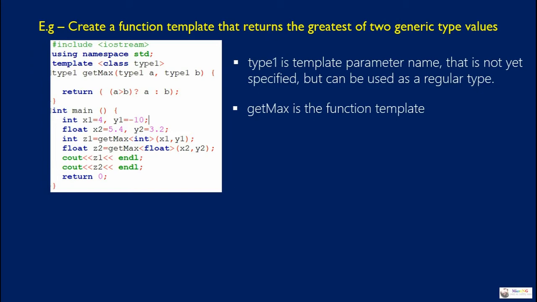In the second function call of getMax, we are passing the type as float. So Type1 will take the value float, and a and b will take the values x2 and y2, which are of float type. And by using a cout statement, we are displaying the results z1 and z2. So in this case, getMax function is called using explicit instantiation, wherein we have mentioned the data type for Type1 in the first function call as int, and in the second function call Type1 is float.